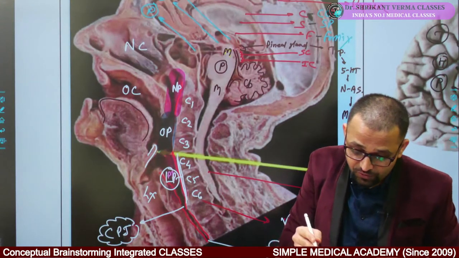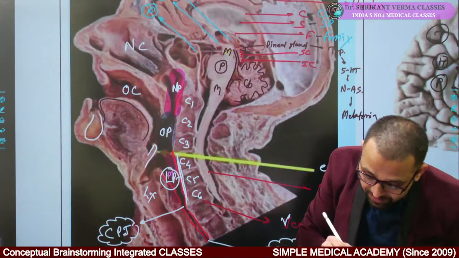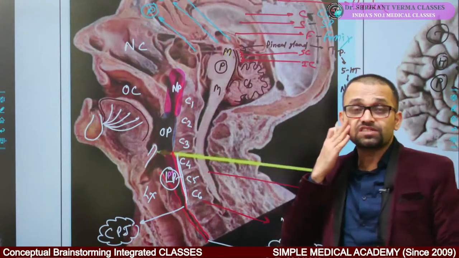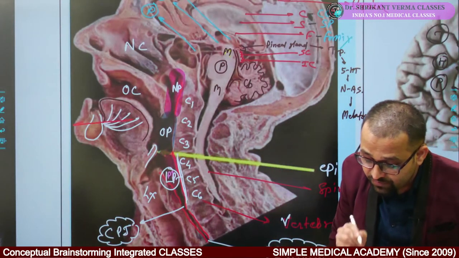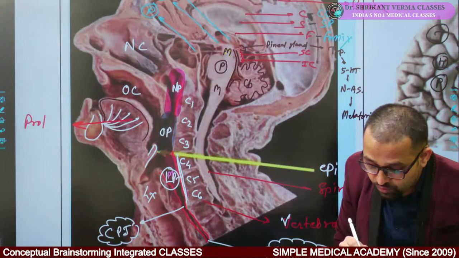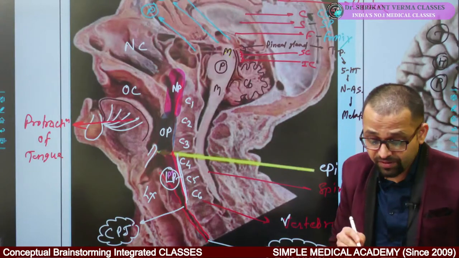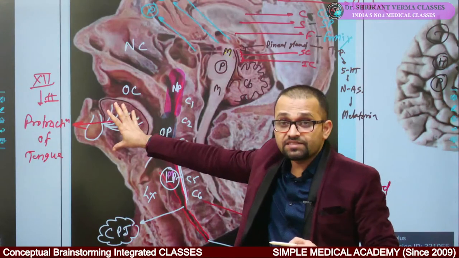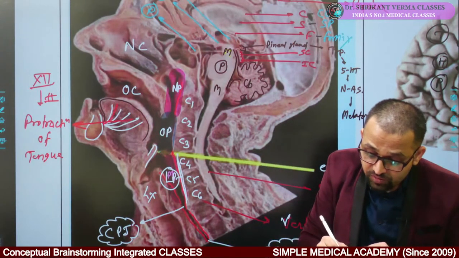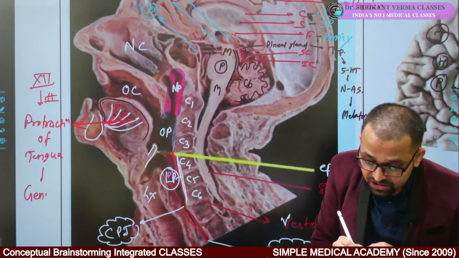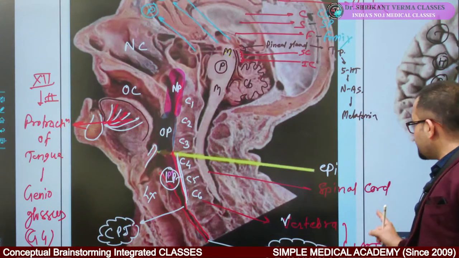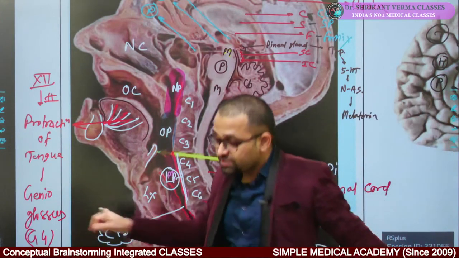Okay, so what you have to remember, this is our mandible, there is a genial tubercle, and one muscle is making a fan-like structure in the tongue. When this muscle contracts, it will pull the tongue forward. So this is protraction of the tongue. Remember, if the 12th cranial nerve is damaged, then this muscle is paralyzed. It is coming from the genial tubercle to the tongue, so this is known as genioglossus. This is our GG muscle.